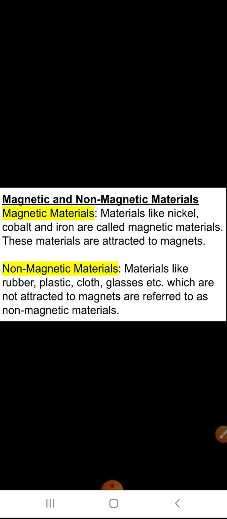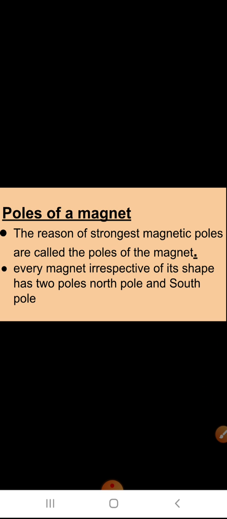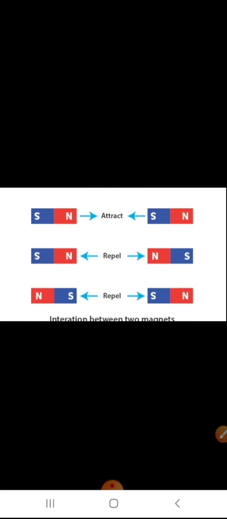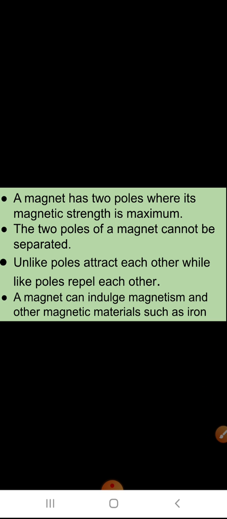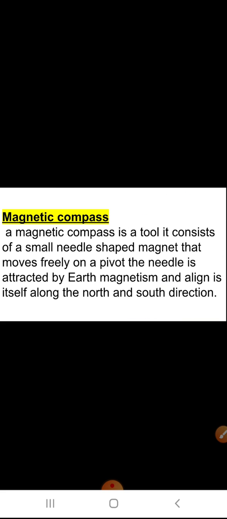In this chapter we have studied magnets, their types and their properties. In the last lecture I gave you homework to find out why the north pole aligns towards the north direction and the south pole aligns towards the south direction in a magnet. I hope you have all studied this.